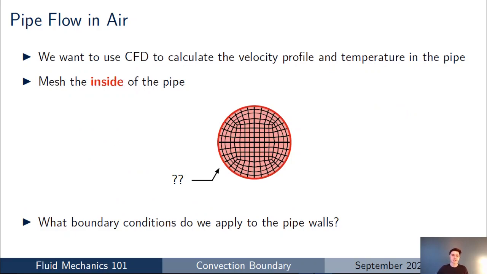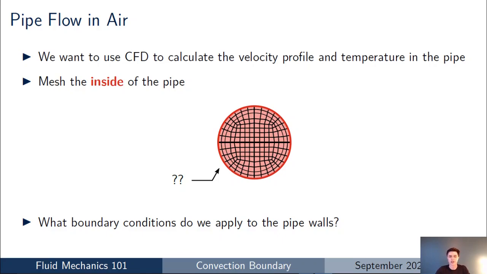And the idea for this flow scenario is that we want to calculate the velocity profile and the temperature distribution inside the pipe. So in this case, we're looking at a pipe, but you can think of this as any other internal flow geometry that you may have where you want to calculate your velocity and temperature profile inside some kind of region. And so the standard way that we do this in CFD is, of course, we create a computational mesh for the region that we're interested in.